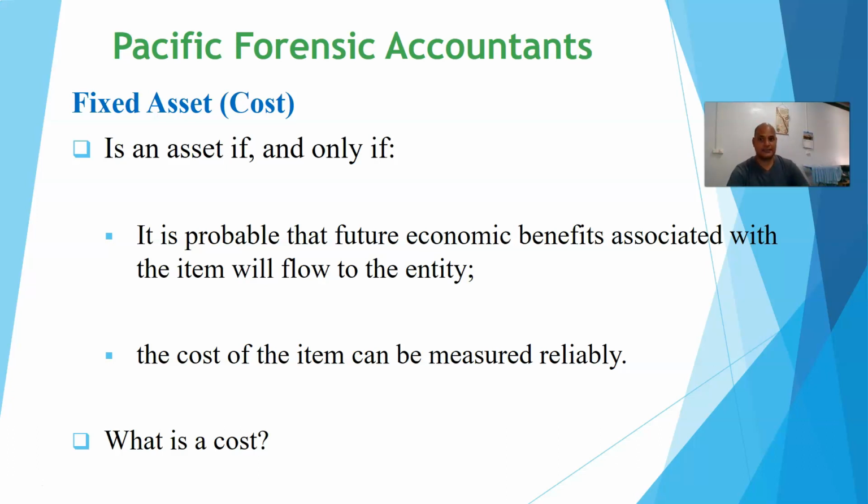An asset is an asset if and only if, first, it is probable that future economic benefit associated with the item will flow to the entity. So it means whatever happens to that asset can generate some economic benefits that will flow to the entity. Remember, a probable future economic benefit that will be associated with the entity. Then, if that condition is met, we can say that it is an asset.